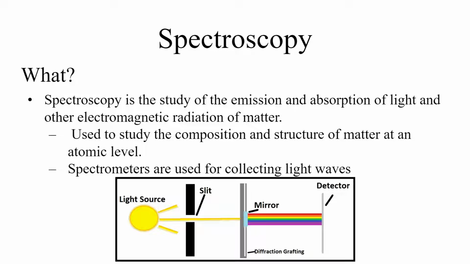So what is spectroscopy? Spectroscopy is the study of the absorption and emission of light and other electromagnetic radiation by matter. Common fields that use spectroscopy are chemistry, material science, and even physics. Spectroscopy allows the investigation of the composition and structure of matter at an atomic level. The tool used in spectroscopy is called a spectrometer. It is a measuring device that collects light waves. Those light waves are used to create a frequency spectrum and can be used to determine material.